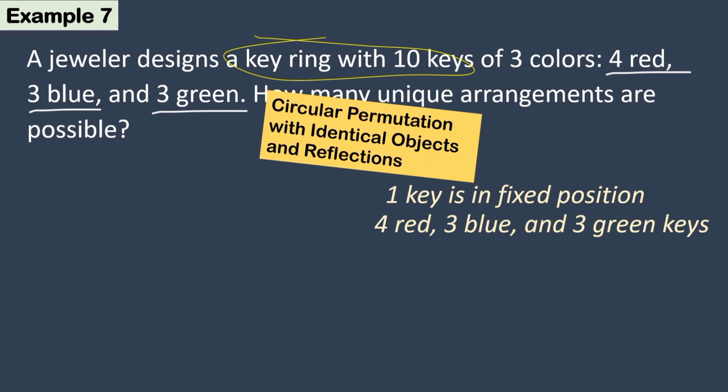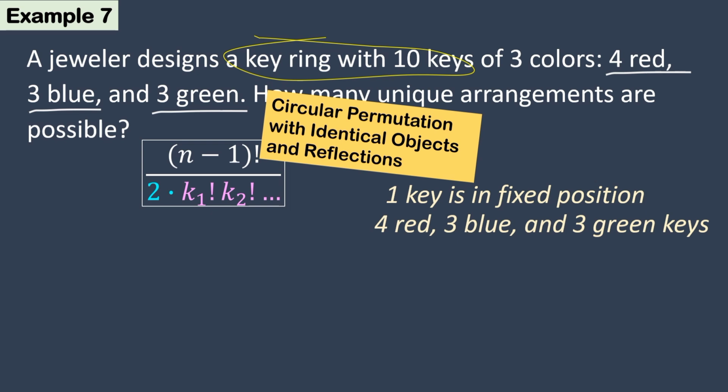If we consider that flipping creates the same permutation, that is a mirror image, the circular permutation with identical objects is divided by 2. Why? Because each arrangement can be flipped to create an identical one. So the adjusted formula is quantity n-1 factorial divided by 2 times the factorials of the identical objects.